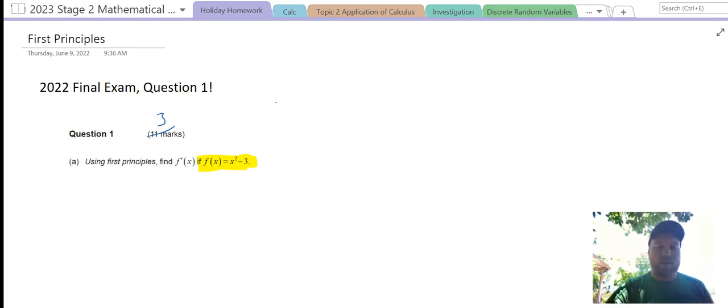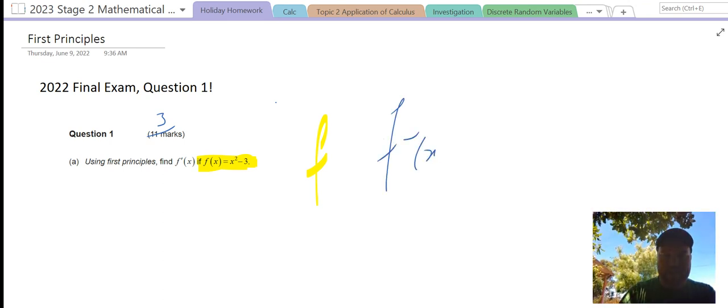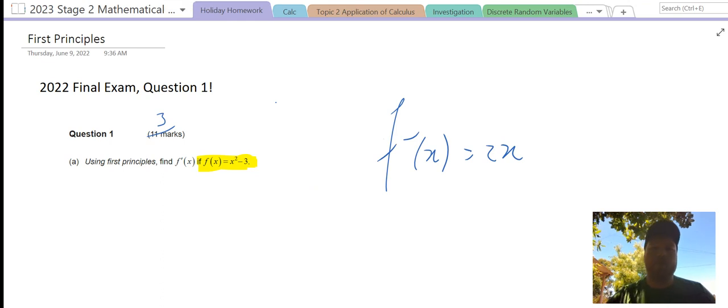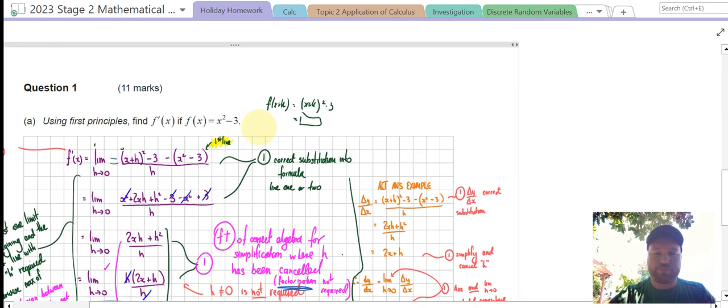Now, what I'd like to do in this video is go through what exactly the examiners are looking for to give you the marks out of these questions, because you're almost guaranteed to get one. Alright, so clearly, if you just write f'(x) equals 2x, yeah, you're right, but you get 0 marks. So what I've got for you is a screenshot from the examiner's mark scheme. And there's a lot here, but we'll go through it.